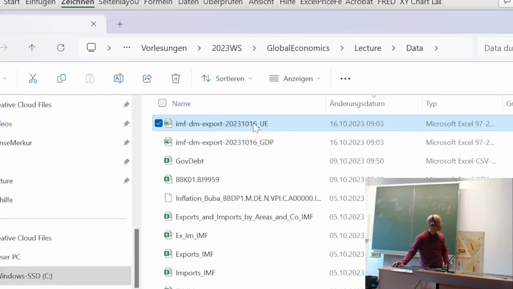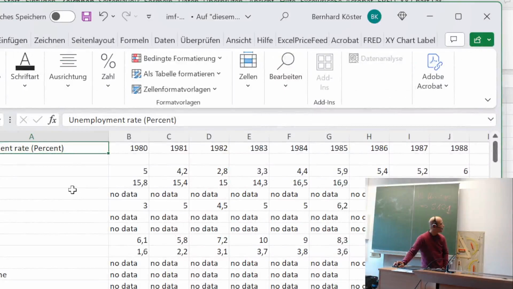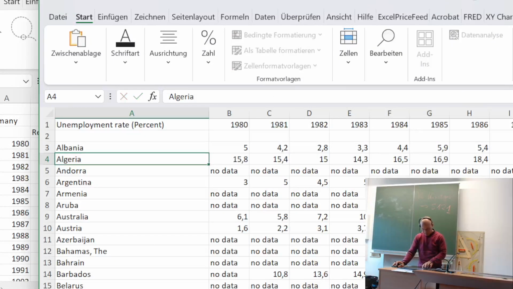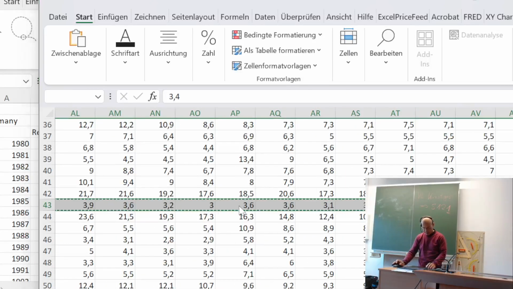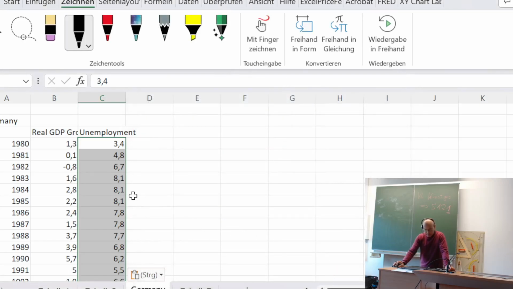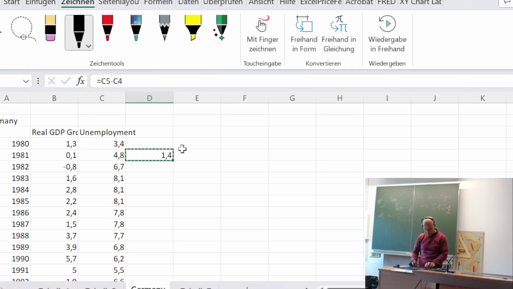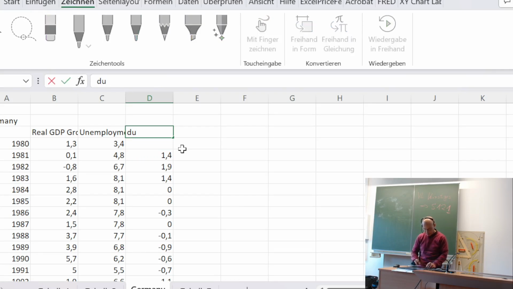And now the unemployment data. And look for Germany. There we have Germany. Let's take the data, put it into our file. So, and then we do not need the unemployment rate itself, but we need the change of the unemployment rate. So we calculate the change, minus this one, until 22. So this is then DU.